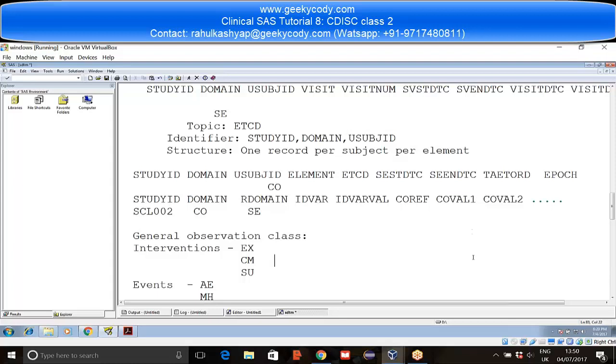Whenever we are writing the comments, that comment should not exceed 200 characters. If more characters are present, then we have to split that, like comment value 1, 2, 3, 4, and we have to use them. These are comment values. And here the topic variable is COVAL, comment value.